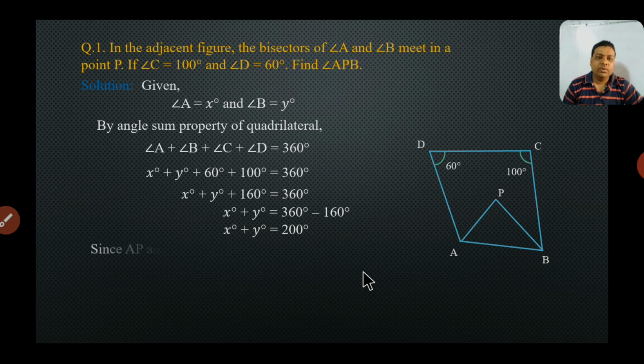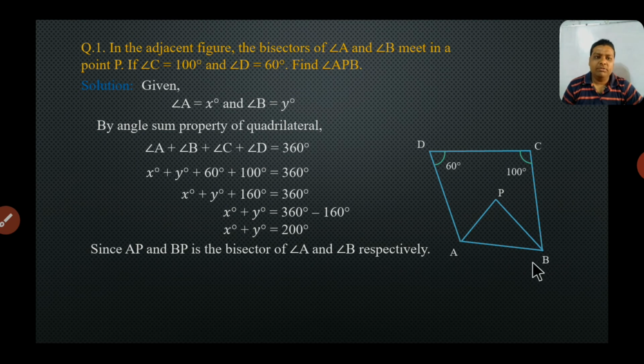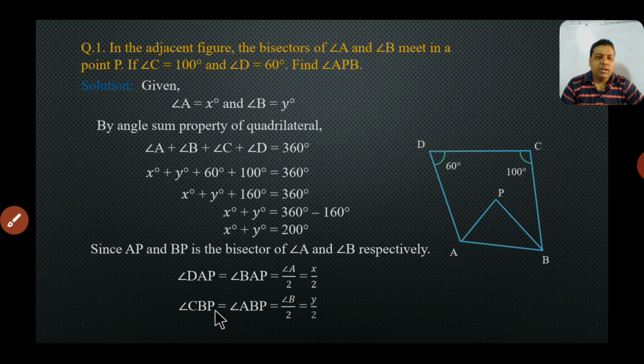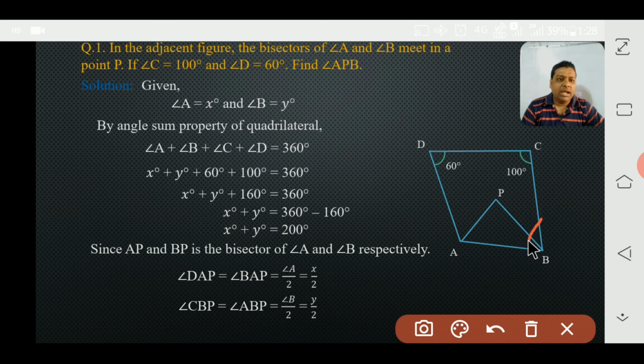Since AP and BP are the bisectors of angle A and angle B respectively, angle DAP and angle BAP will be equal, and each is half of the whole angle A, which means x by 2, as we assumed angle A is x. Same as angle CBP and angle ABP: these two are also equal, and each is half of angle B, that is y by 2.